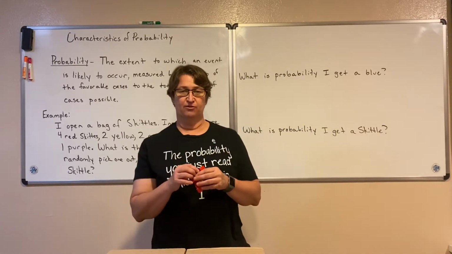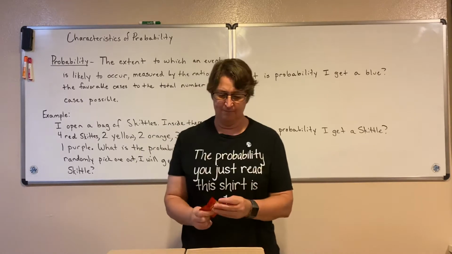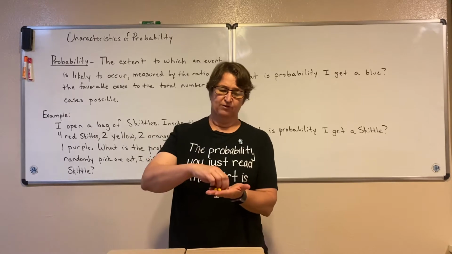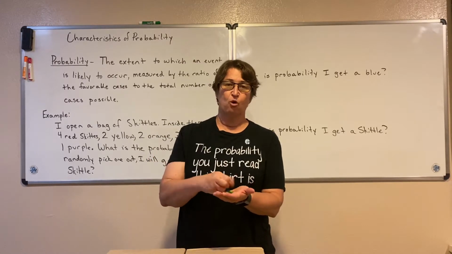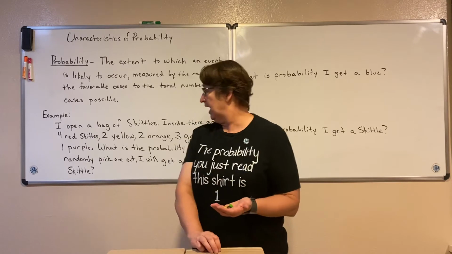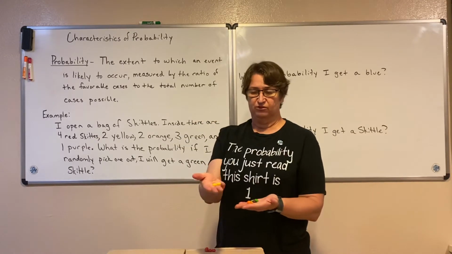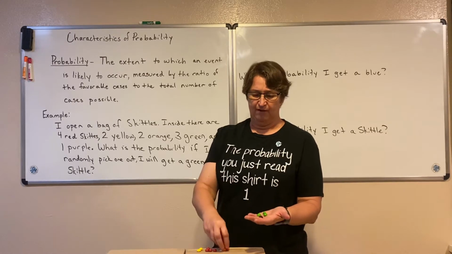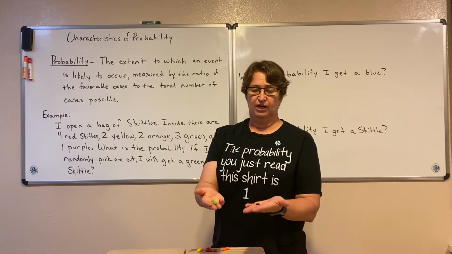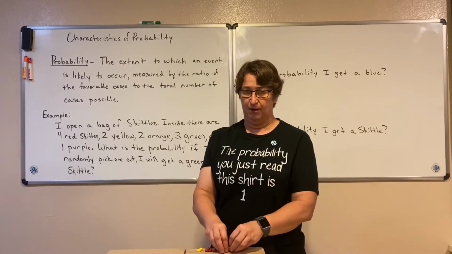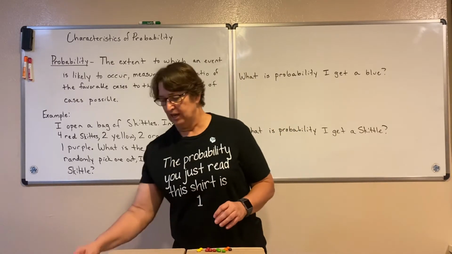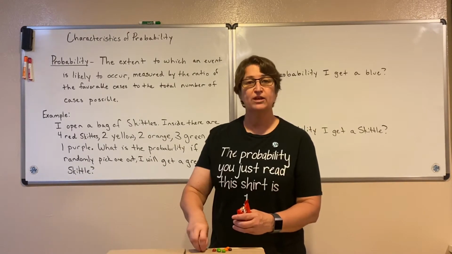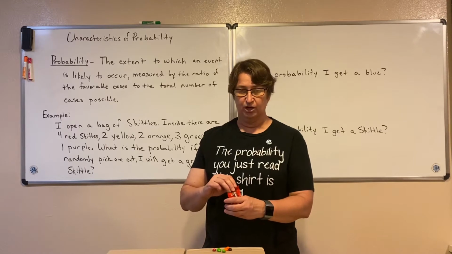Here I have a bag of Skittles. If I open that bag and I see how many Skittles are in my bag, well, I have 4 red Skittles. I have 2 yellow Skittles. I have 2 orange Skittles. I have 3 green Skittles, and I have 1 purple Skittle in my bag. And I want to know if they're in the bag and I just randomly pour one out, what is the probability that I'm going to get out a green one?